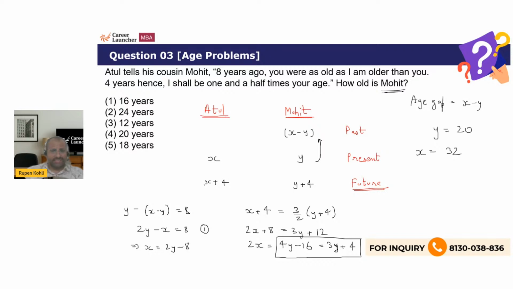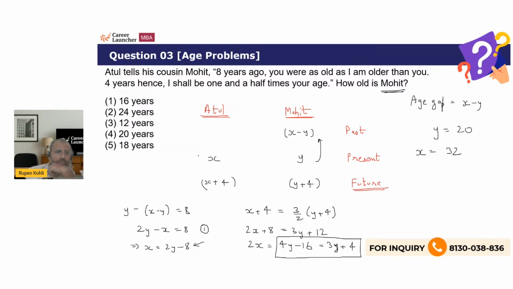And 4 years hence, he'll be X plus 4, and you'll be Y plus 4. I shall be 1.5 times your age. So X plus 4 is 3 by 2 of Y plus 4. So 2X plus 8 is 3Y plus 12. So 2X is 4Y minus 16 if we look at this equation. And from this equation, that is coming to be 3Y plus 4. Right? So we're getting Y to be 20. And X from this equation is 2Y minus 8, which becomes 40 minus 8, 32.